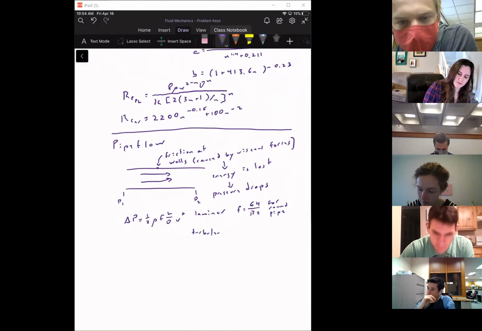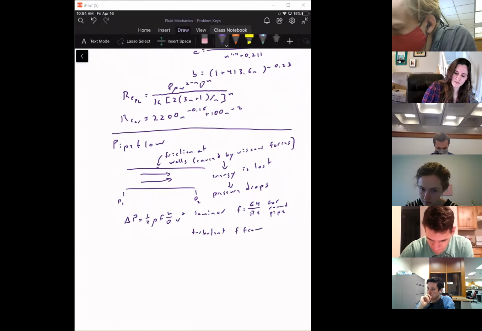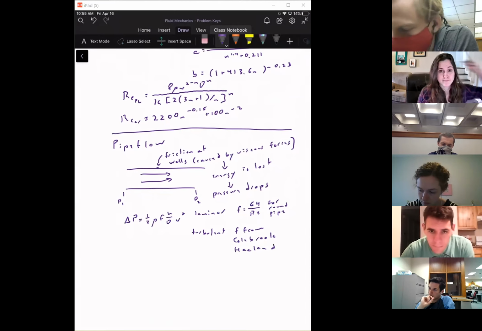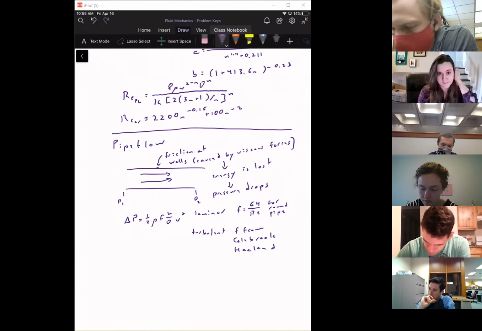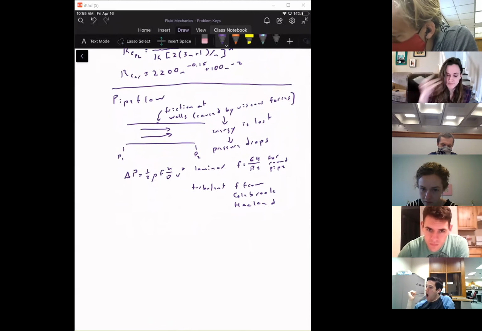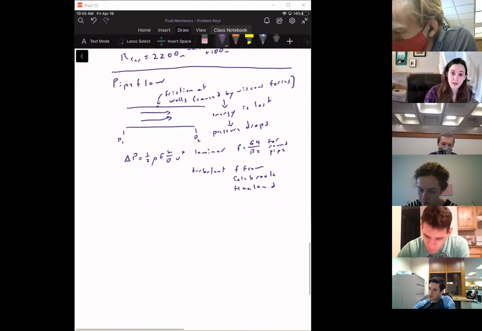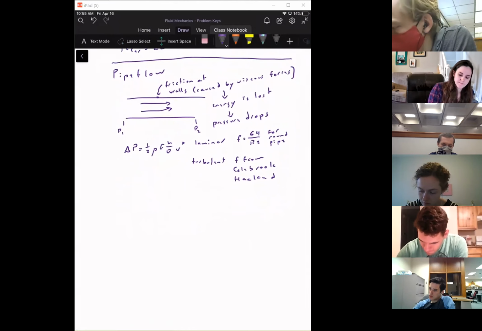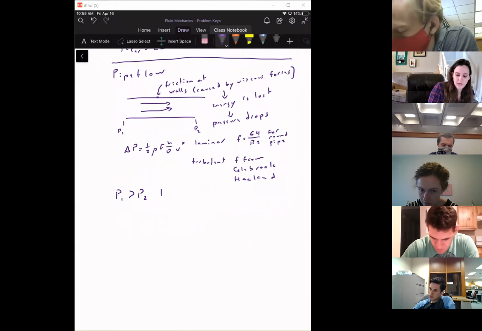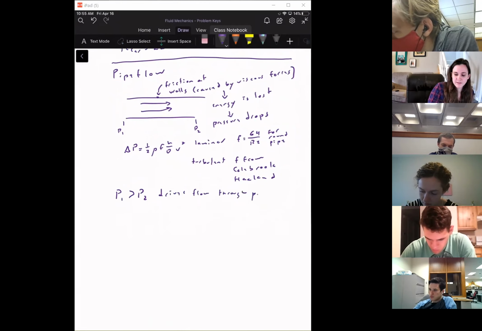And for turbulent, you could get f from Colebrook or Haaland. What's the difference between the Colebrook equation and the Haaland equation? The Colebrook is a little bit more accurate, but you have to solve it iteratively, whereas the Haaland can be solved explicitly, but there's some error. Yes, so the Haaland is an approximation of the Colebrook. Okay, so that is loss across there. P1 being greater than P2, which means having a bigger pressure at the front drives flow through the pipe. So the bigger pressure at the beginning of the pipe pushes it through.